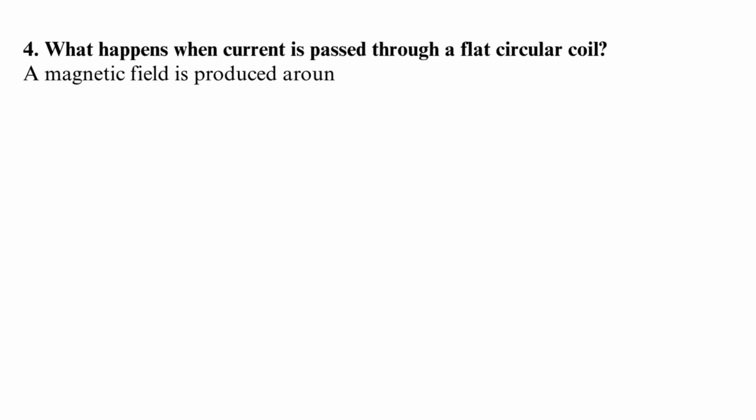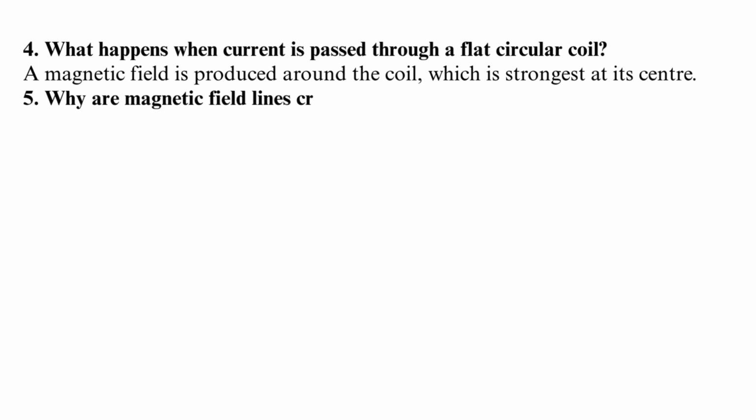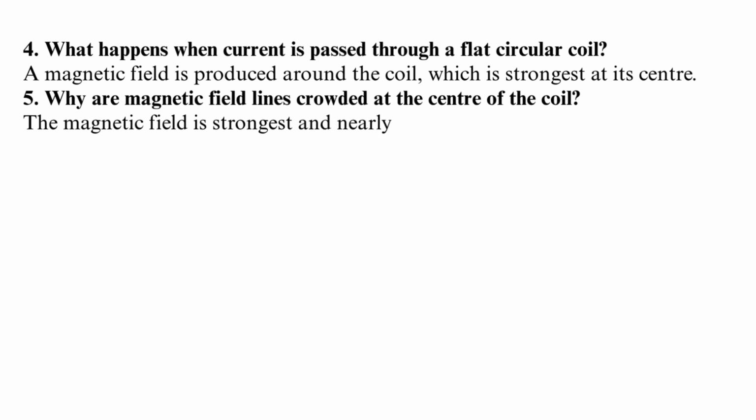4. What happens when current is passed through a flat circular coil? A magnetic field is produced around the coil, which is strongest at its center. 5. Why are magnetic field lines crowded at the center of the coil? The magnetic field is strongest and nearly uniform at the center of the coil.